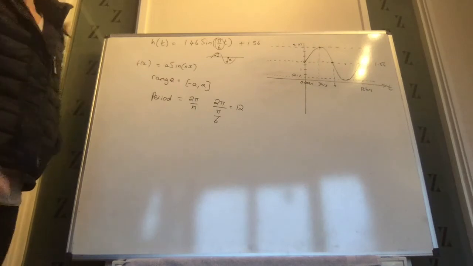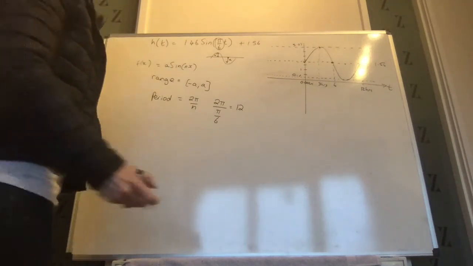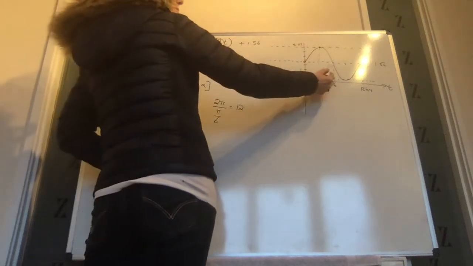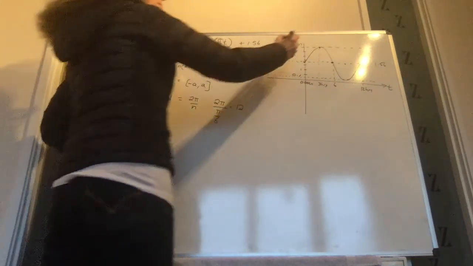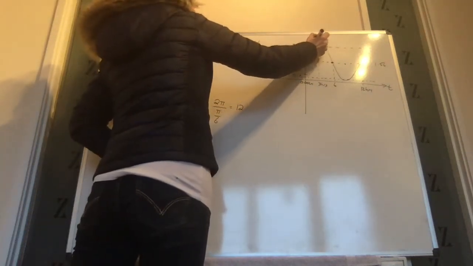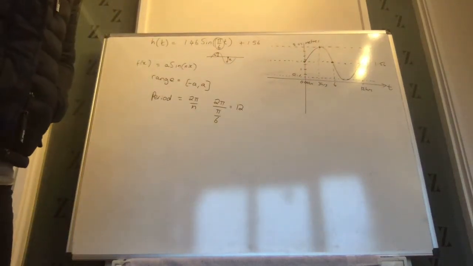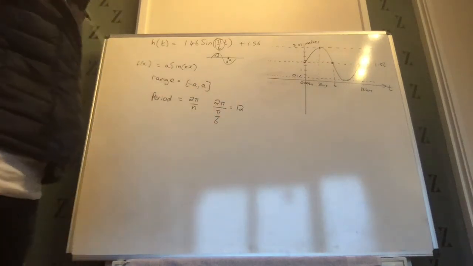tide occurs. What is the depth of the water at that time? Oh, we can see just from looking, it's 3.02 because it's the center point, 1.56 plus 1.46. So it's 3.02 meters. The next bit, what's the period? Well, we've already found the period, so the period is 12 hours.